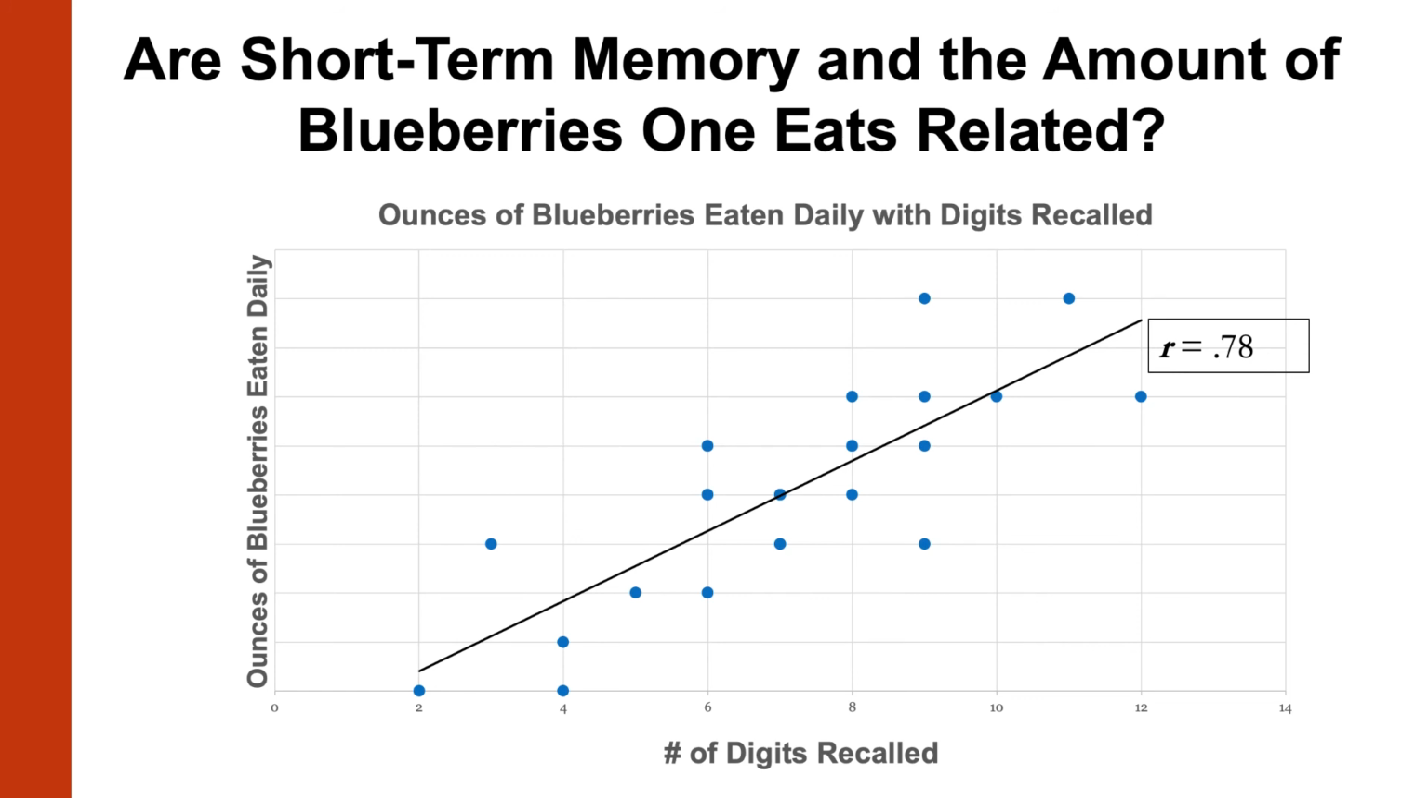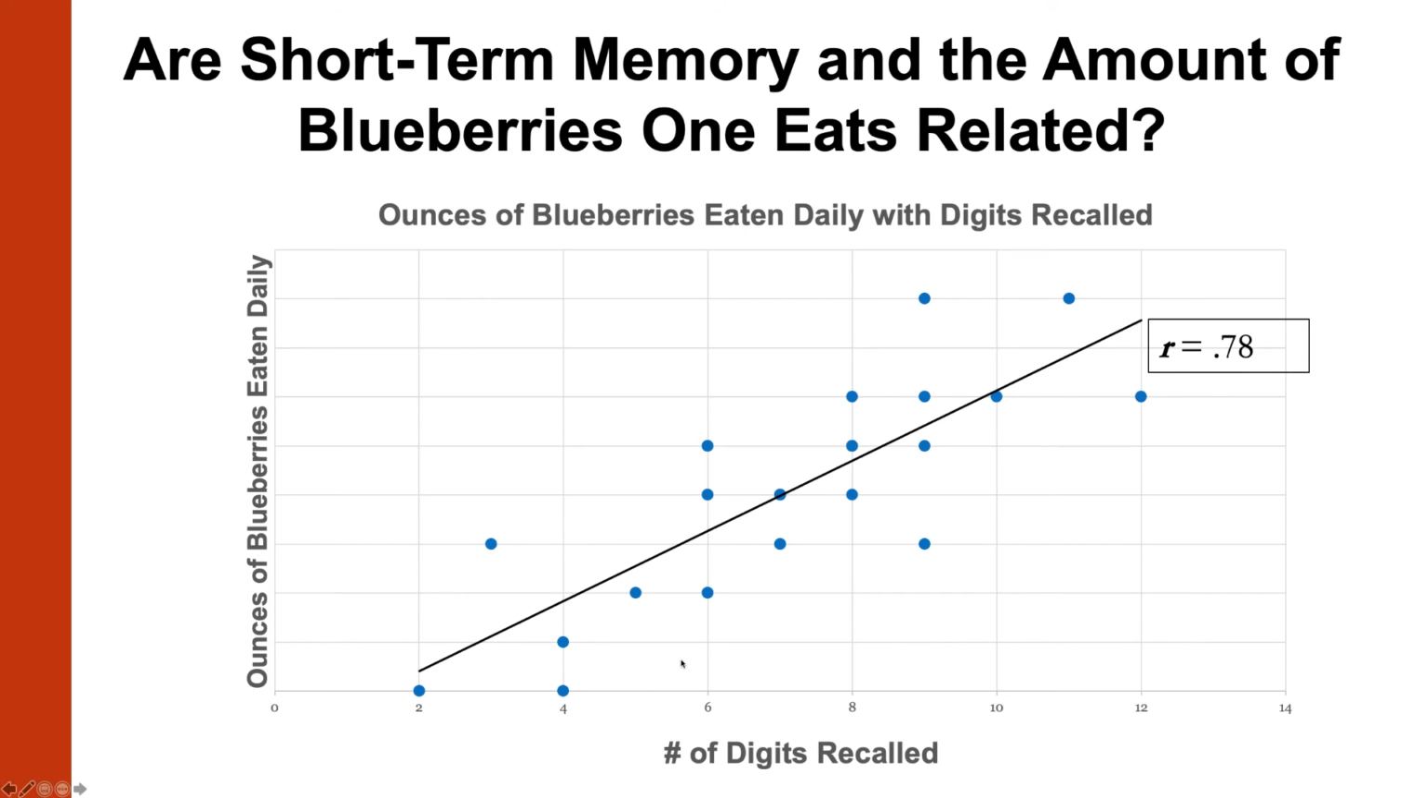Here's a graph of what we might expect to find if we did a correlational study on blueberries and short-term memory. On the vertical part of the graph, we have the ounces of blueberries on average that a person eats daily. On the bottom, we have a measure of short-term memory. These are the number of digits recalled in that digit span test. After plotting each person's score for the digit span test with the average amount of ounces of blueberries they ate daily, here's an example.